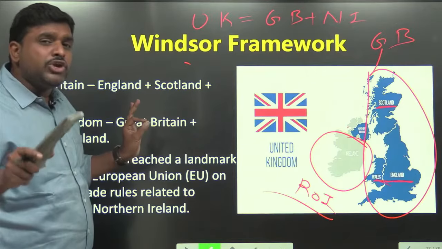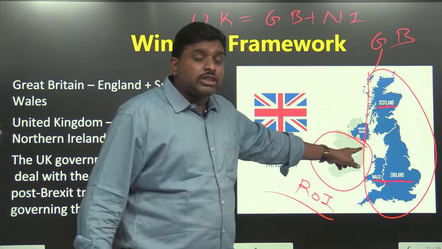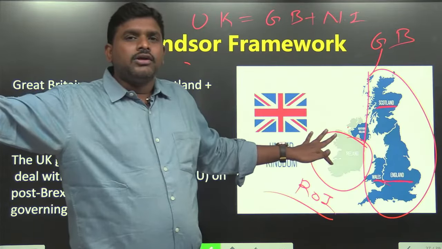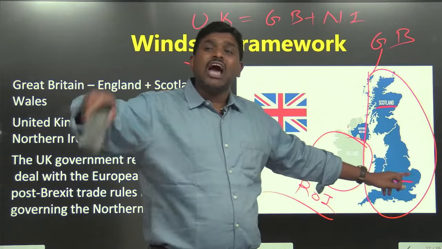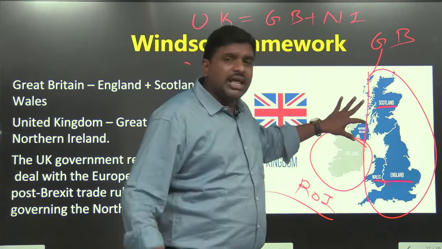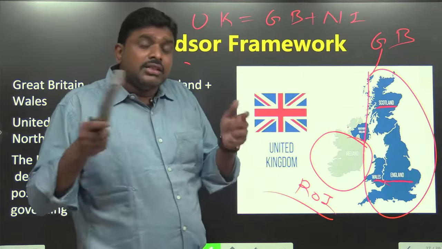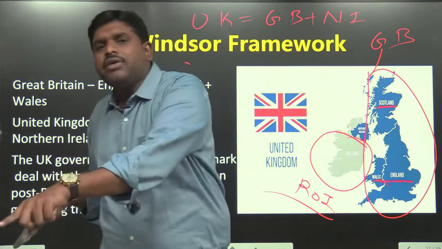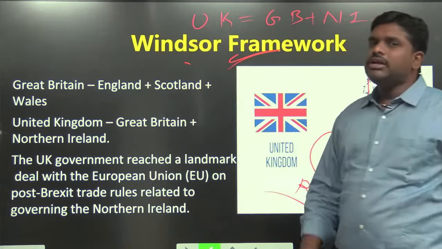Windsor framework, whereby the UK made an agreement with the European Union only for Northern Ireland. Why? Because Northern Ireland is run by an autonomous body, so they want to connect with the European Union. They demanded of the UK that since the UK is coming out of the European Union, they do not want to come out. So the UK told Northern Ireland, you can connect with the European Union with respect to trade. So the agreement where the UK's autonomous region, Northern Ireland, can now trade with European Union countries is called the Windsor framework.